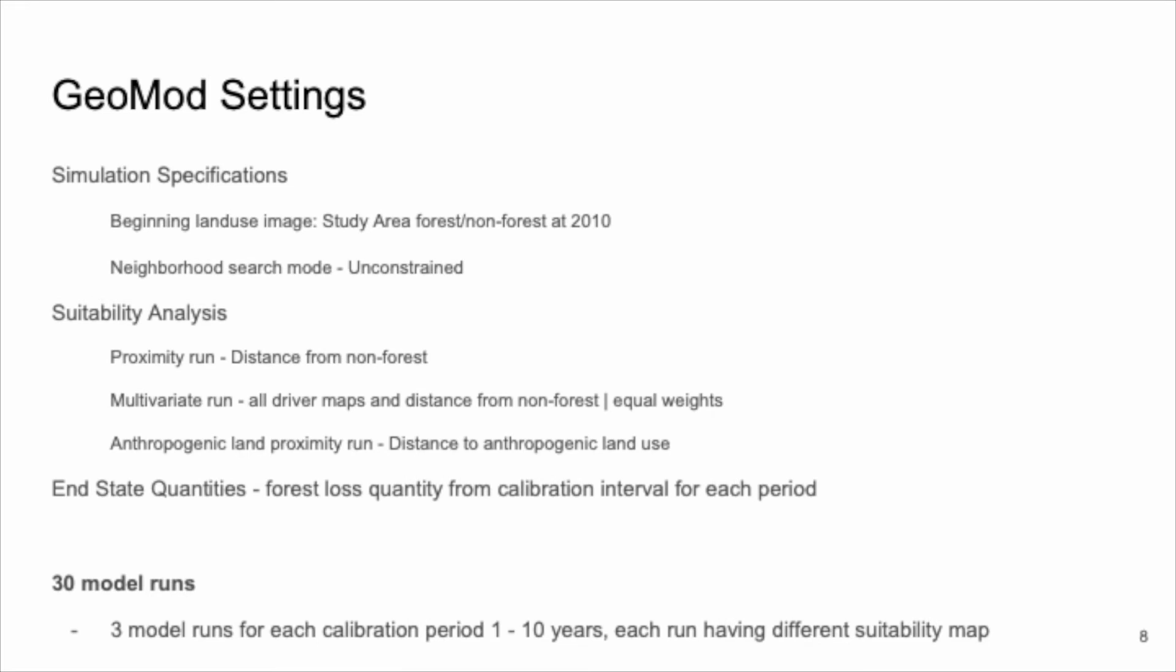When creating the suitability driver maps, we tested 3 different runs for each time interval: a proximity run, which uses distance to non-forest as suitability, a multivariate run, which uses the other driver maps previously mentioned, and lastly, an anthropogenic run, which uses distance to anthropogenic land use. This is a total of 30 model runs, 3 for each time interval, with intervals ranging from 1 year through to 10 years.